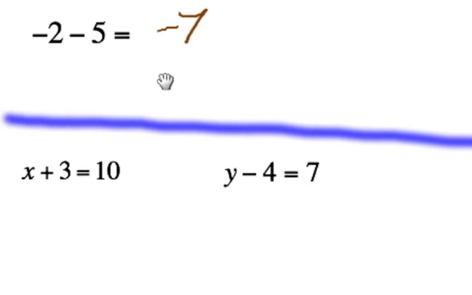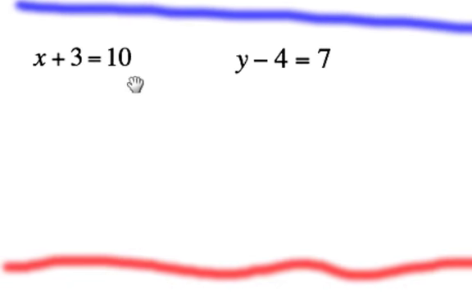Okay, let's try it with some sample equations. Over here on the left, we have x plus 3 equals 10. The question is, what is the variable and what's happening to the variable? Here, the variable is x, and we are adding 3 to it. On your equation, what's the variable and what's happening to it? Very good. The variable is y, and we are subtracting 4 from it.